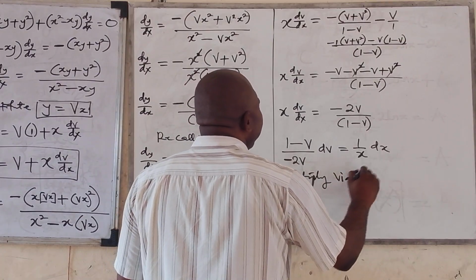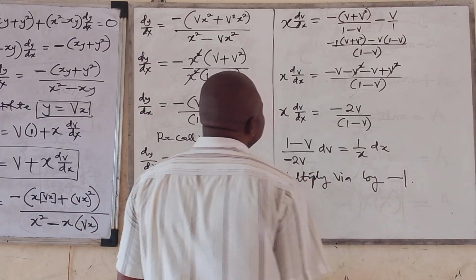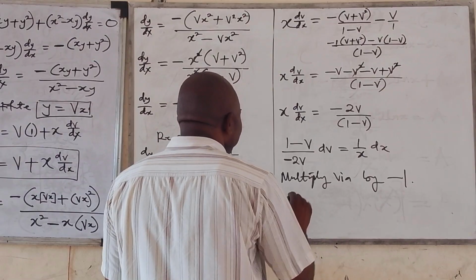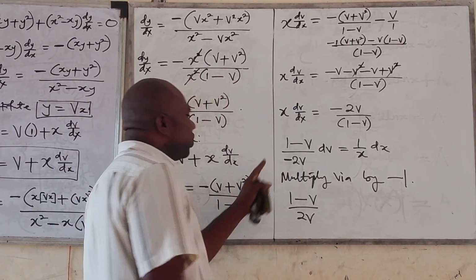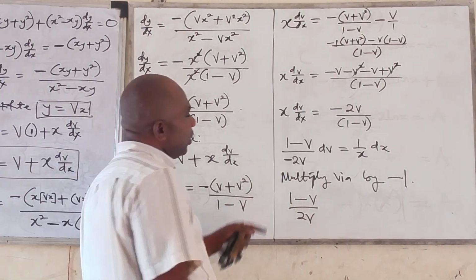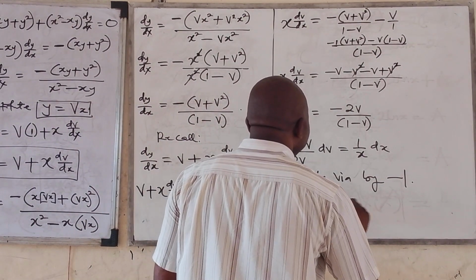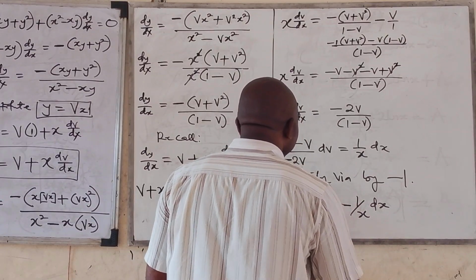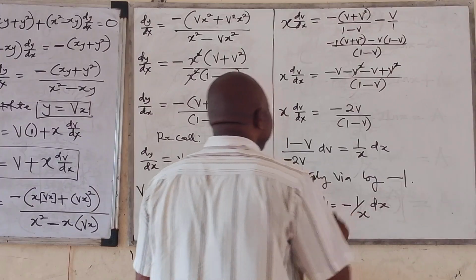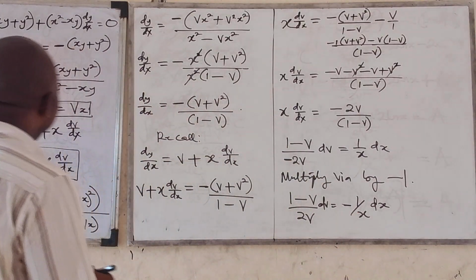Multiply 2 by minus 1. So when you multiply this by minus 1, we have (1 minus v) all over 2v. Yes, the minus changes minus to positive. This is equal to minus 1 all over x. Then here we have the dv, so it's equal to minus 1 all over x dx.